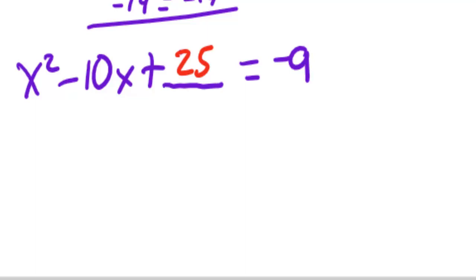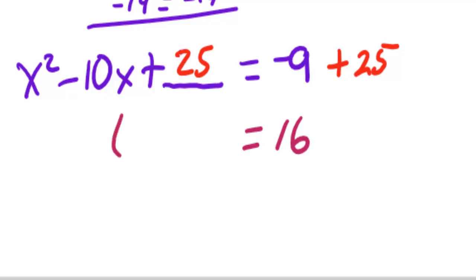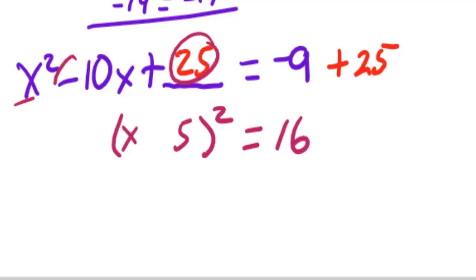So in order for this equation to still be valid, I have to add the same 25 to the right-hand side of the problem. So the right-hand side simplifies to 16, and the left-hand side, we are going to put it in its factored form. So the square root of the first one is x, the square root of the last one is a 5, and the sign that's in the middle is what we keep. So we have x minus 5 squared.